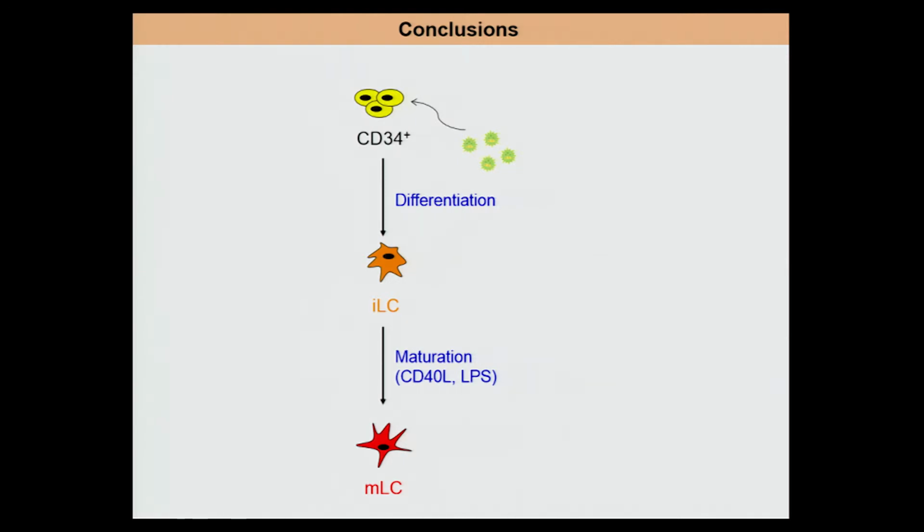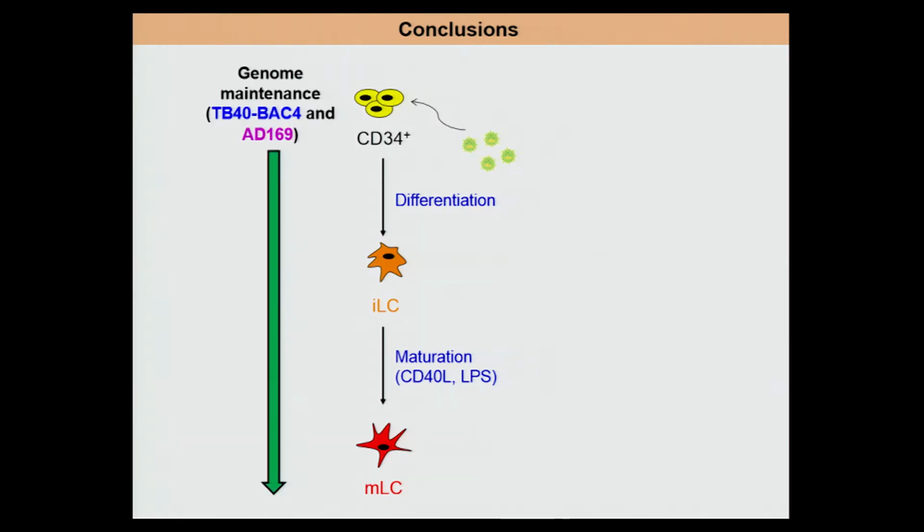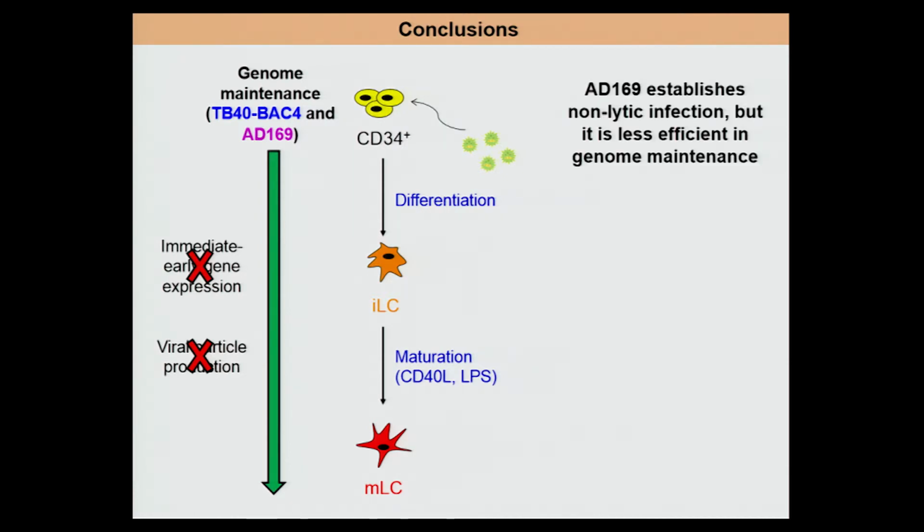So the main conclusions of the work are that both strains are able to maintain their genomes during the path of differentiation and maturation of CD34. This genome maintenance is done in the absence of immediate early gene expression and in the absence of viral particle production. And it's important to point out that even AG169 was able to establish non-lytic infection. However, it's less efficient in maintaining its genome in those cells than TB40.